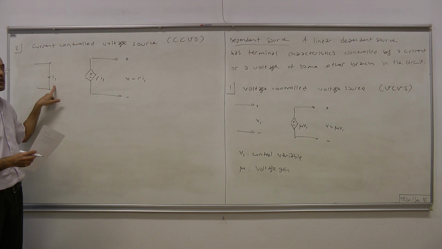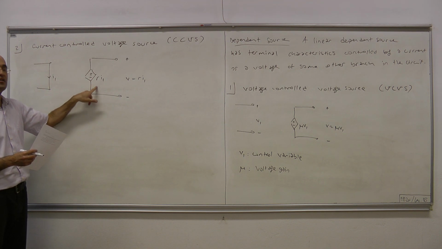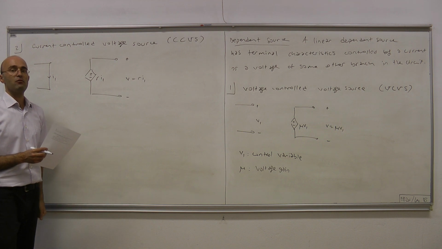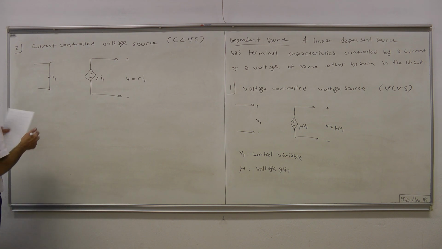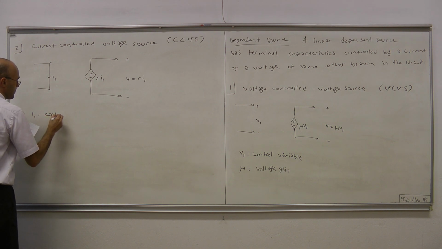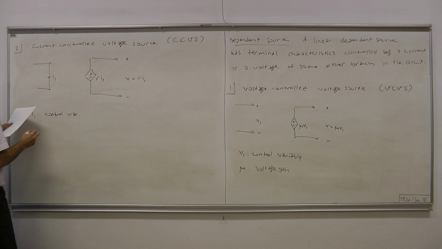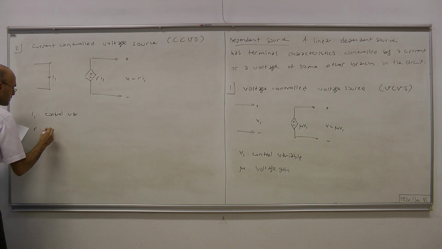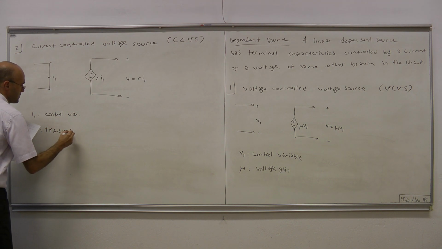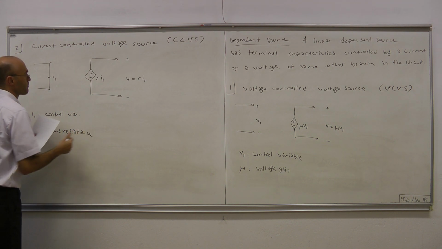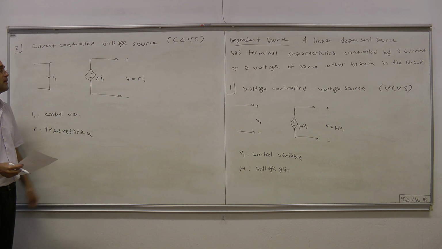Somehow it communicates itself to this device, and this device produces that voltage R times I1. I1 is a control variable, which is a current, and R is called transresistance. Its unit is ohms.